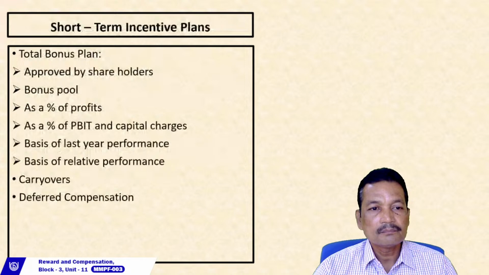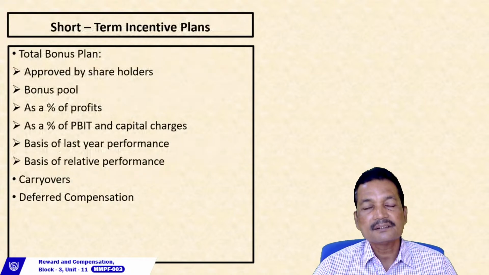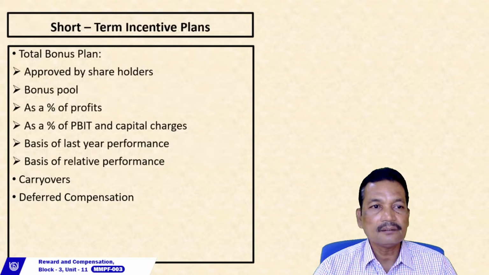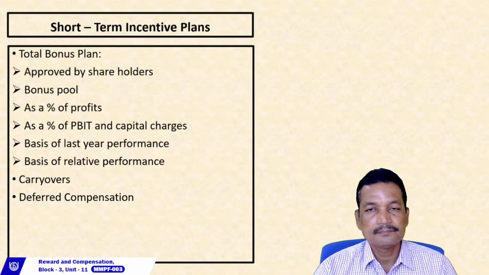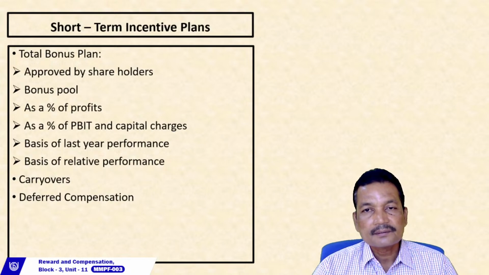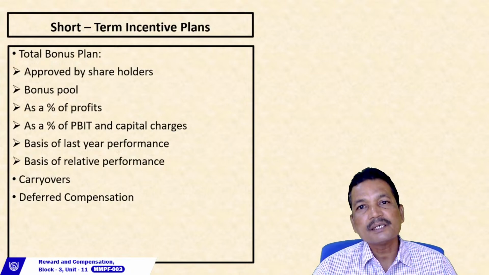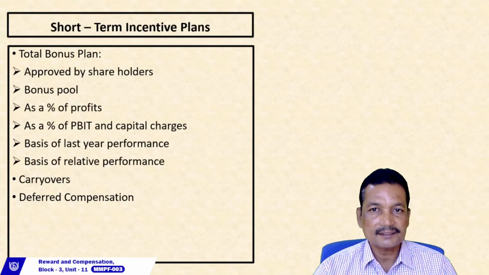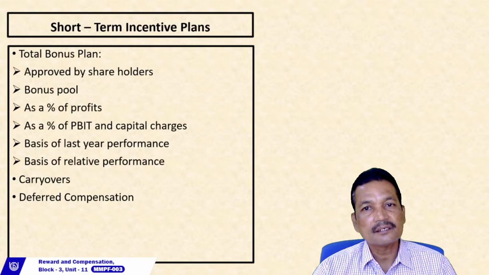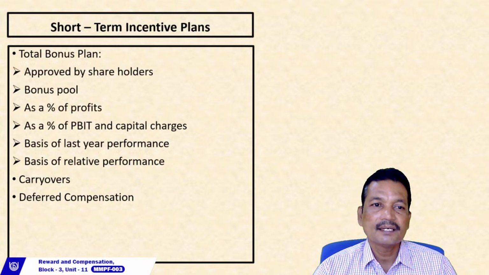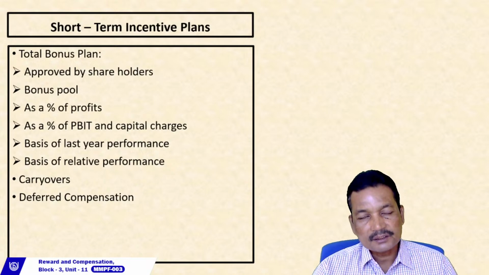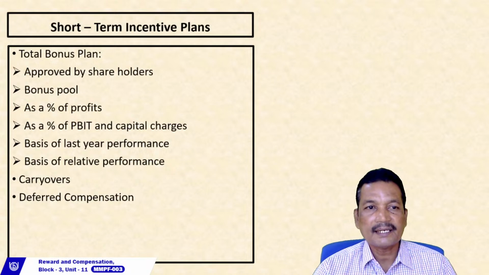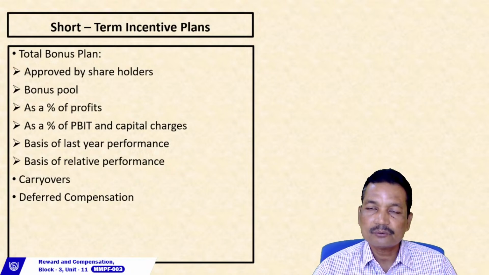Now, what are the short-term incentive plans that are adopted by the organizations? Let us see. One is the total bonus plan. What happens? The incentives are usually given out of the profit that is generated during a given period of time. Usually it is on an annual basis. Whatever is the annual profit, from that incentives are given to the employees.